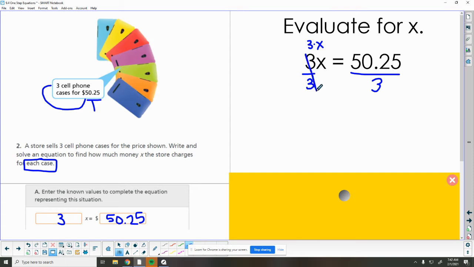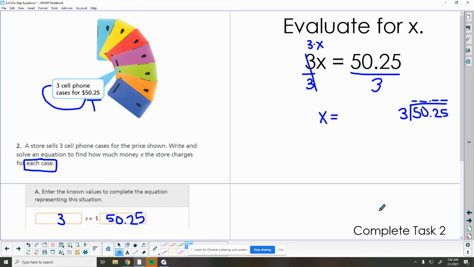3 divided by 3 is 1. How many X's? 1X. That's what I want on one side all by itself. It's just one of these X's. So now we're going to be left with X equals $50.25 divided by 3. So we should have something above the 5, the 0, then our decimal, something above the 2 and the 5 will be our value or our solution for X. So I'm going to let you go ahead and do that, and then you can complete task 2 and come right back when you are ready to do task 3.